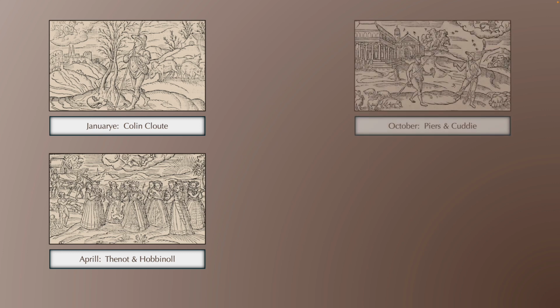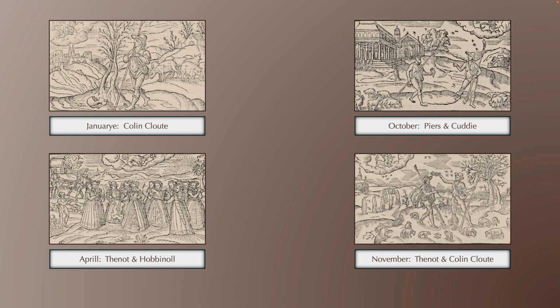So we are looking at four of the eclogues. There's January, the speaker is Colin Clout. April, which is a dialogue between Thenot and Hobbinol, although Hobbinol winds up reciting a song by Colin Clout, a panegyric to Queen Elizabeth. October is Pierce and Cuddy, and then November, the speakers are Thenot and Colin Clout again.